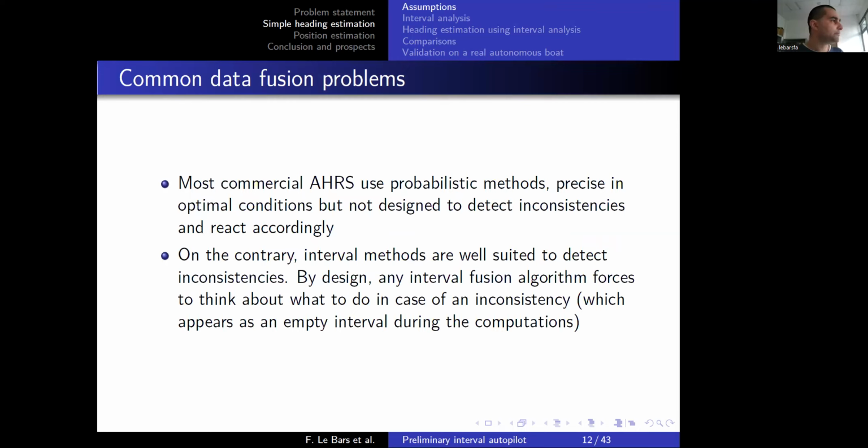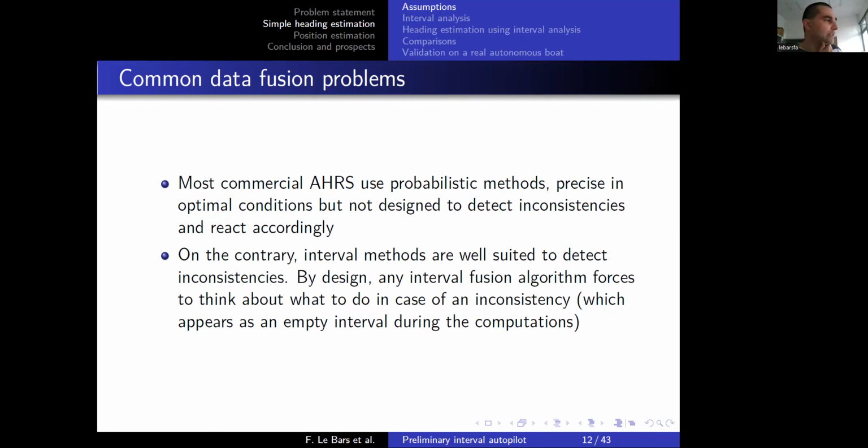So what we can realize is that at the moment, most of the inertial systems use probabilistic methods, typically that are probably designed to be very precise in optimal conditions, but we could expect that they are not much designed to detect and react in case of inconsistencies between the sensors.